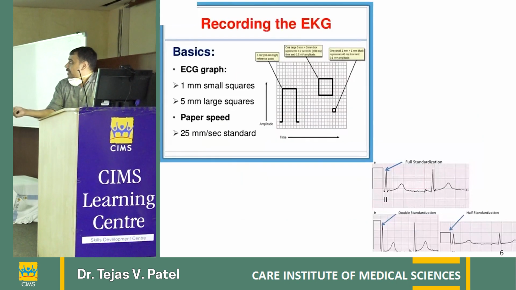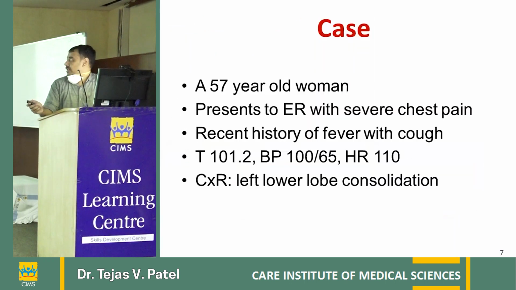This is the full normal standardization. In normal standardization, the height should be 1 millivolt, 10 millimeters, ten of the smallest squares. That should be the normal standardization. If it is double, you can see the heightened QRS complexes. And if it is half, you can see half-height QRS complexes.